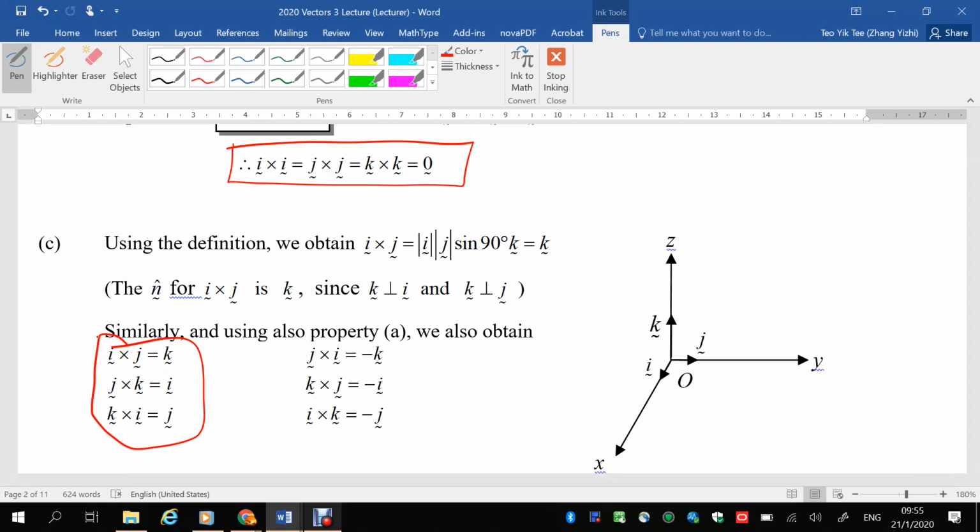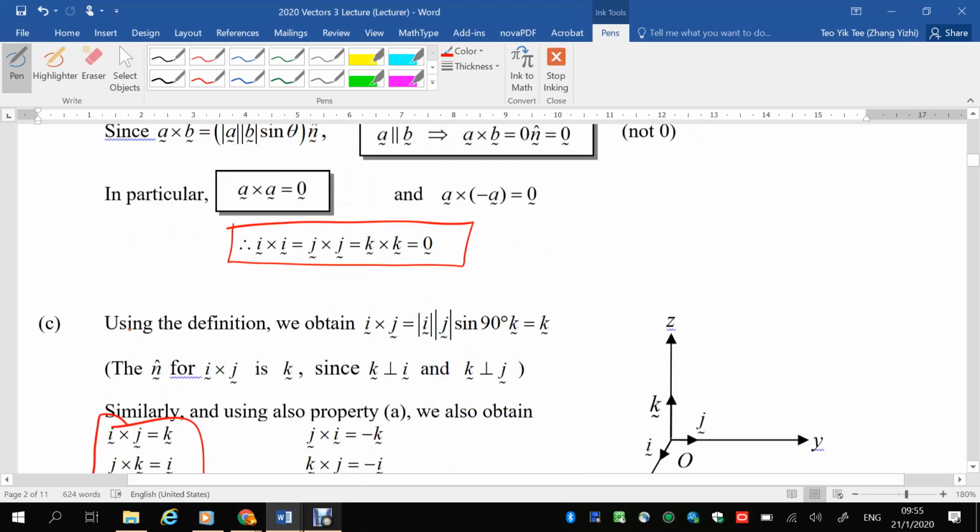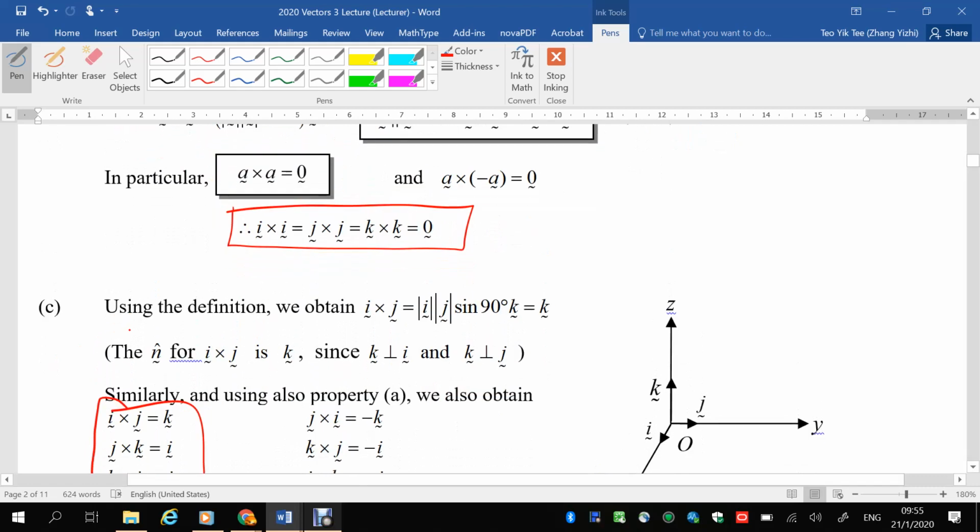If you look at your three axes, x, y, and z, or i, j, k axes, i cross j is equal to k. Then j cross i will be equal to minus k. Just look across the first line. i cross j is k, j cross i is minus k. Can you accept that? It's basically this. They are perpendicular, right?